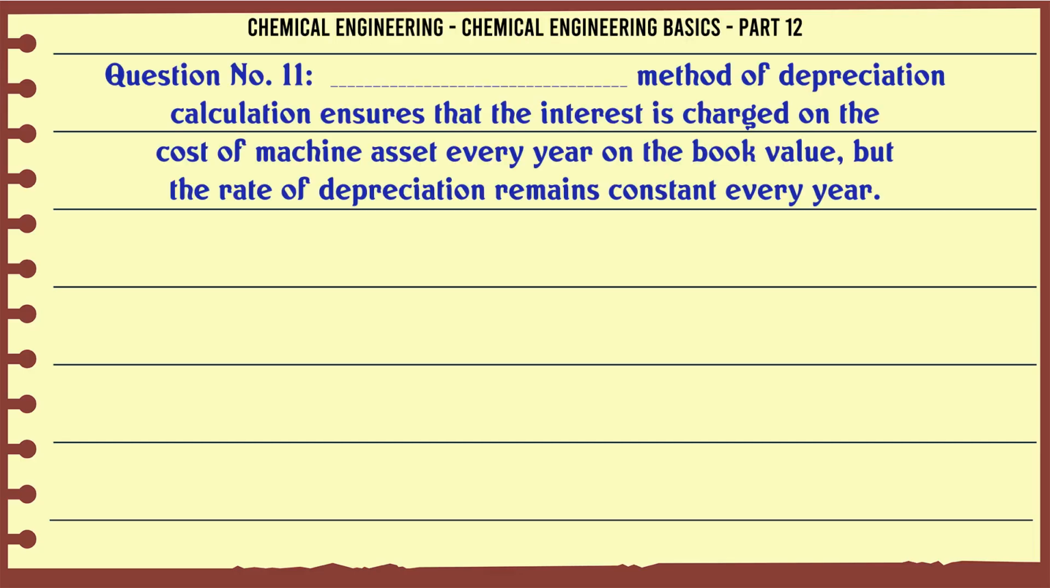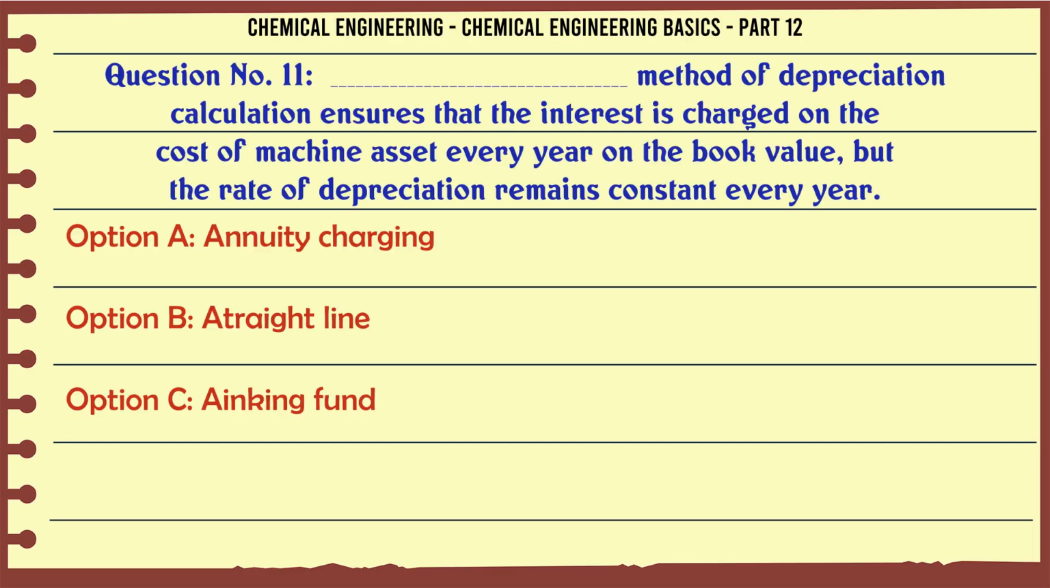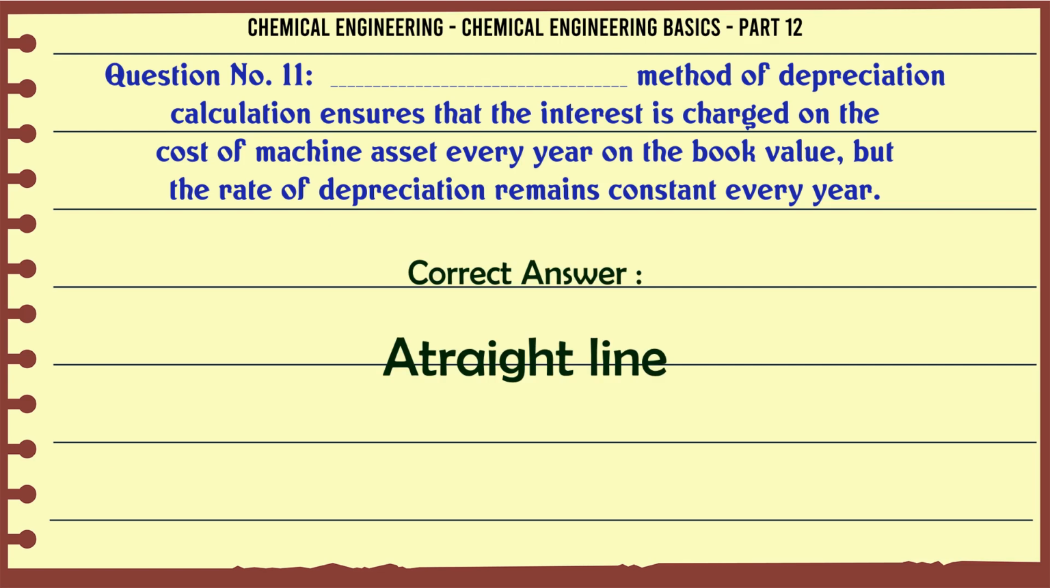Method of depreciation calculation ensures that the interest is charged on the cost of machine asset every year on the book value, but the rate of depreciation remains constant every year. A. Annuity charging. B. Straight line. C. Sinking fund. D. None of these. The correct answer is straight line.